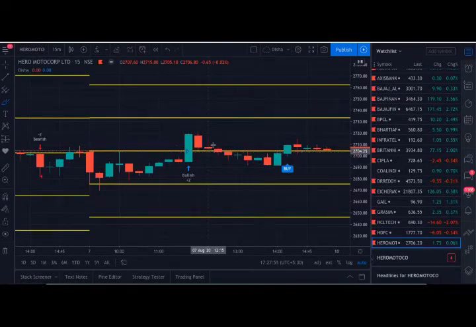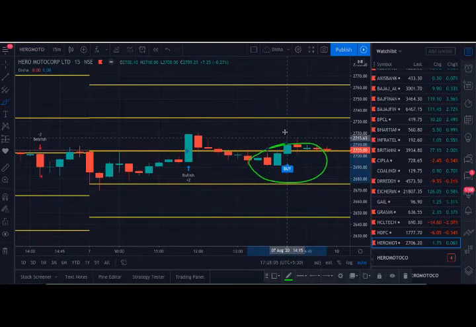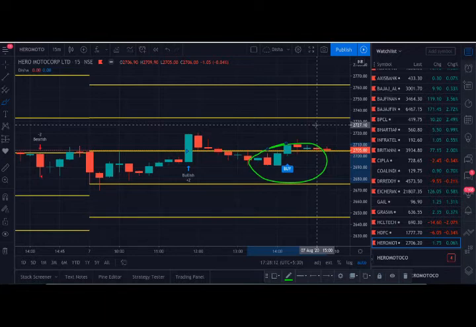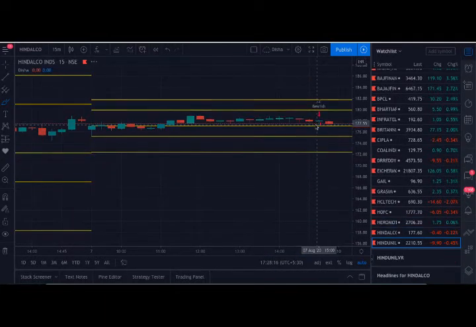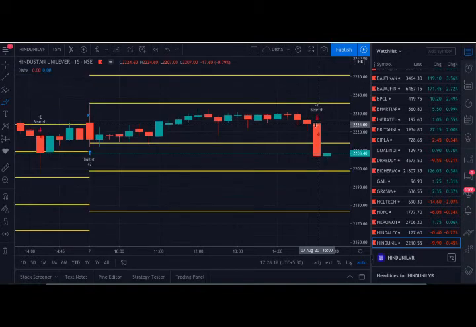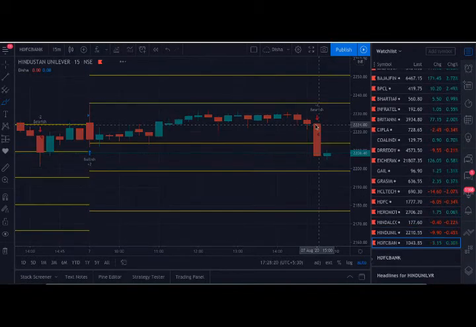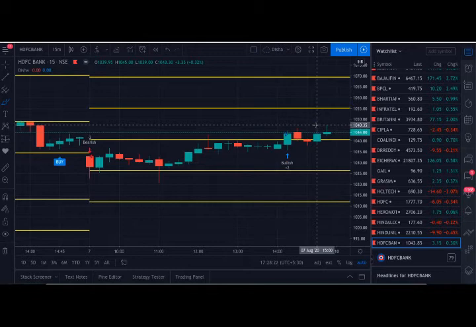Bullish buy. Hero Motor Corp has given breakout and buy, but it has closed at the entry level only. This call will be valid for next day, noted that no other signal was generated. Hindalco, nothing. Hindustan Unilever, nothing. HDFC Bank, nothing.